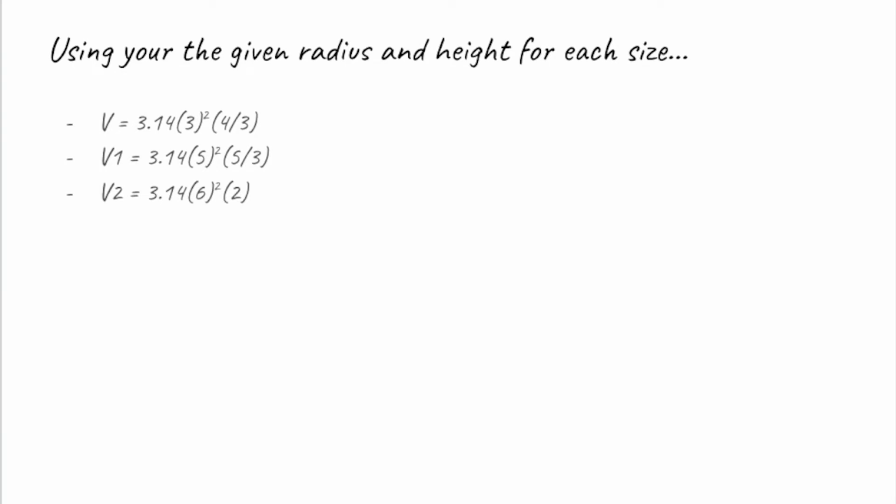Problem. You'll need to know the equation provided before, which of course is volume equals pi times radius squared times height over 3. Hopefully you also know how to multiply and add. So firstly, you'll have to use the given radii and height for each size and make 3 different equations. You will have the equations v equals pi times 3 squared times 5 over 3 for the small cone. v1 equals pi times 5 squared times 5 over 3 for the medium cone. And v2 equals pi times 6 squared times 2 for the large cone.